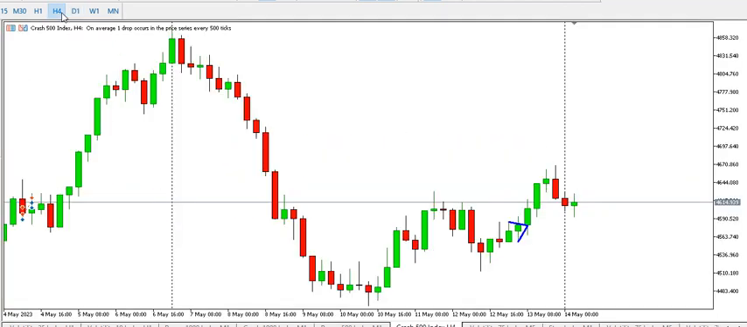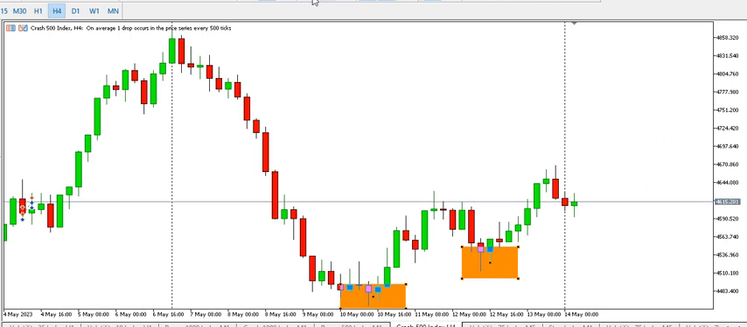On the 4-hour time frame, what are we seeing? Okay, we can see that price is forming a double bottom. This is the first bottom, this is the second bottom. If we have a third bottom, then this will be a three-drive pattern. We might expect price to go up.